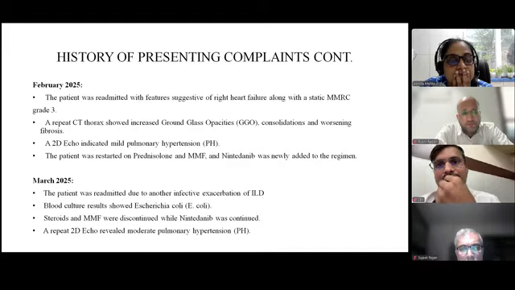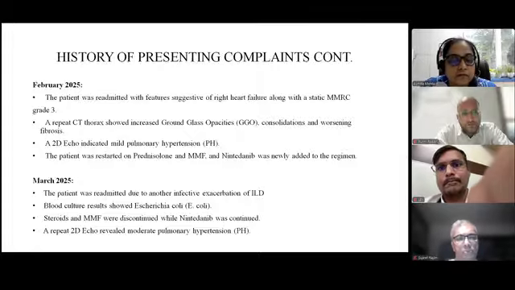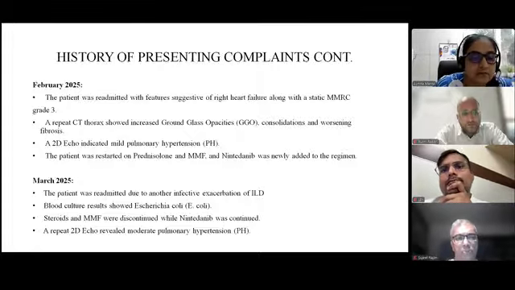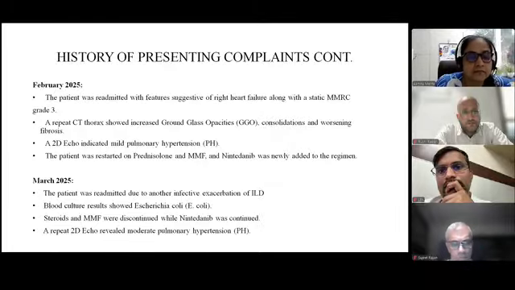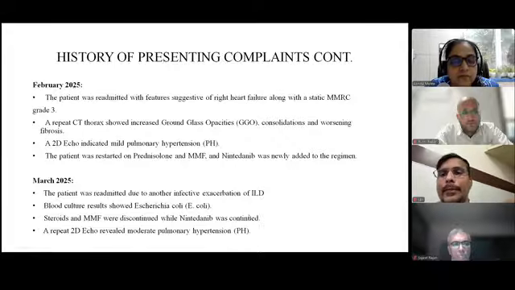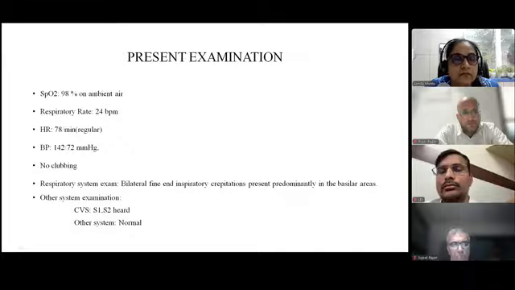A 2D echo was done, which revealed mild pulmonary hypertension, and the patient was started on prednisolone and MMF, which had been stopped previously during the infective exacerbation, and this time nintedanib was initiated. In March 25, this patient again developed another infective exacerbation. This time, blood culture revealed E. coli. We were not very confident, but there were certain signs and symptoms. So again, immunosuppressive therapy was discontinued while nintedanib was continued, and a 2D echo revealed moderate pulmonary hypertension this time. So over a month, from mild to moderate pulmonary hypertension.